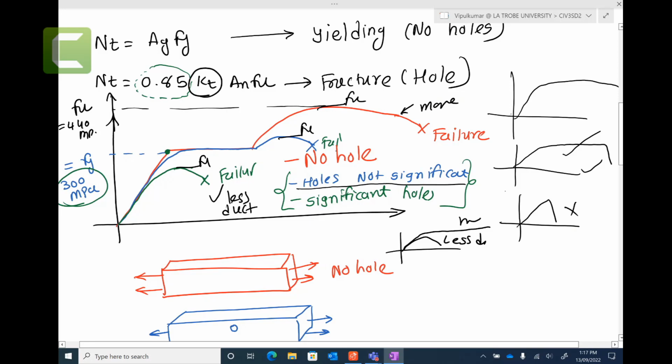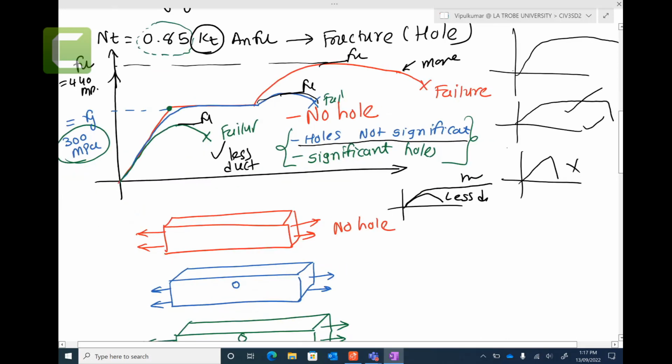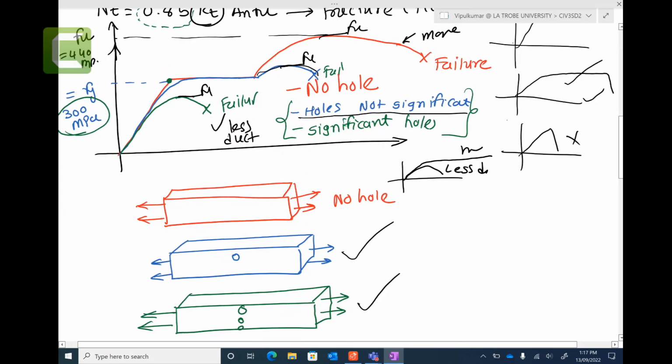Look at that. That is less ductile. It will just come back here and it will fail. So that is not a significant hole. Let's say you have one hole that you can see down below the blue one. Someone says, okay, I have more connections and I drill more holes. Then you have a problem.